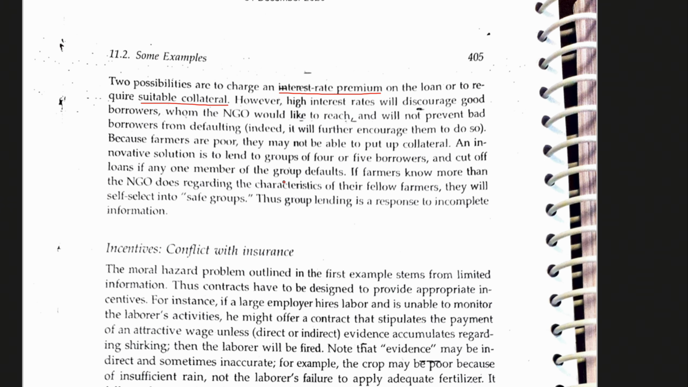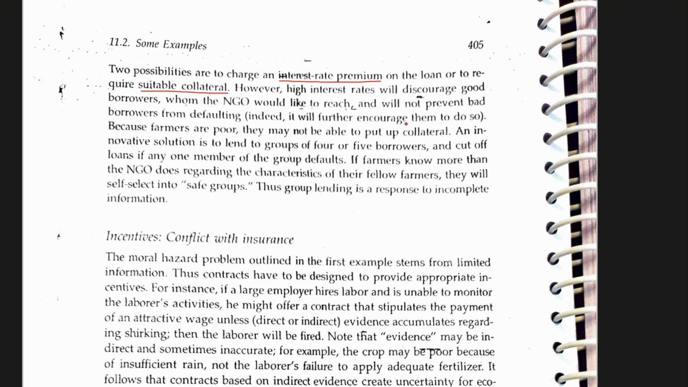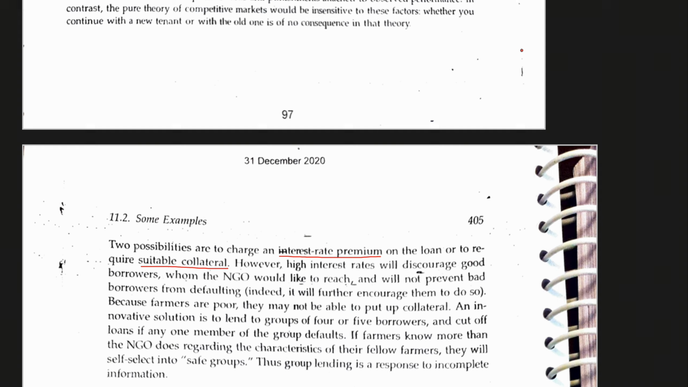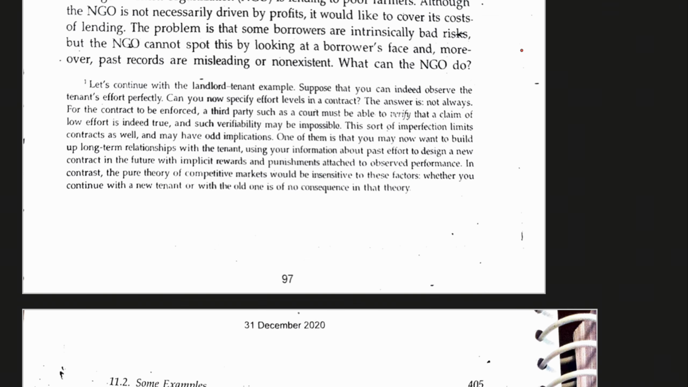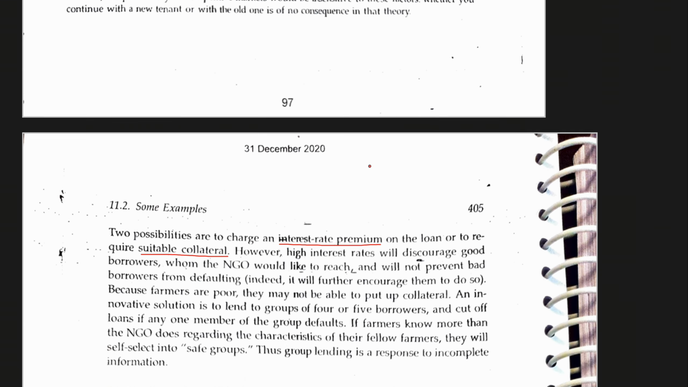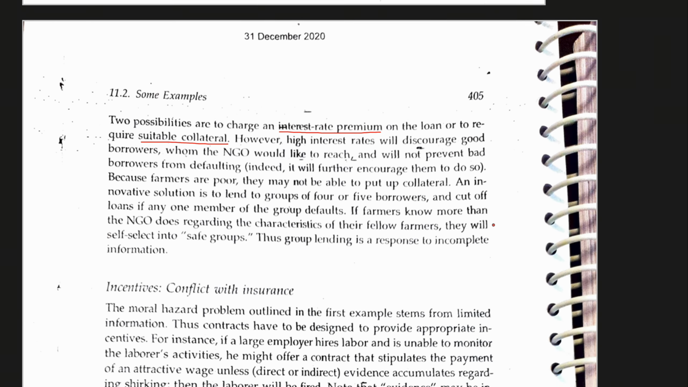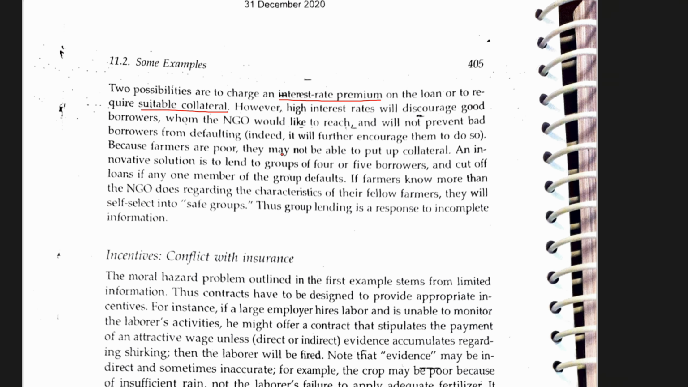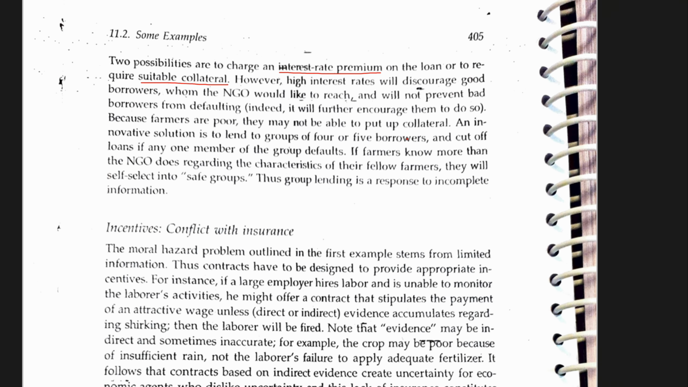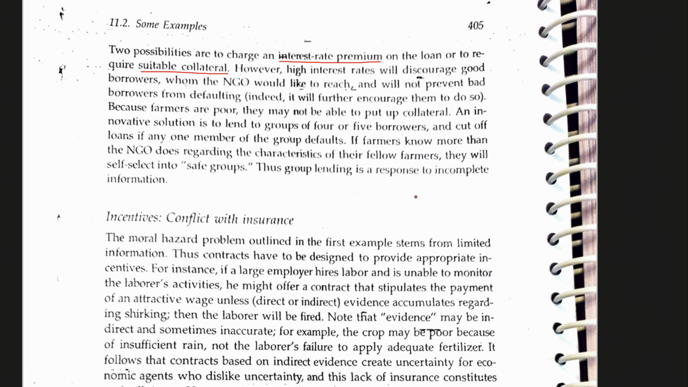However, a high interest rate will discourage good borrowers from the NGO. Say you're charging a very high interest rate, that might create speculation that this borrower might not be right, but it would also discourage the good borrowers, correct? Whom the NGO would like to reach, and it will not prevent bad borrowers from defaulting. Indeed, it will further encourage them to do so, right?